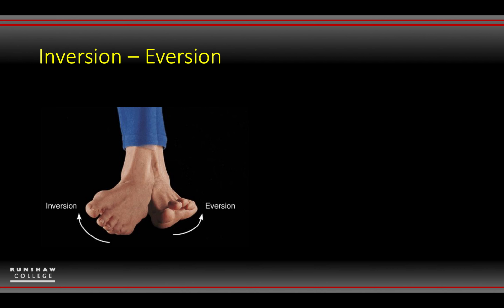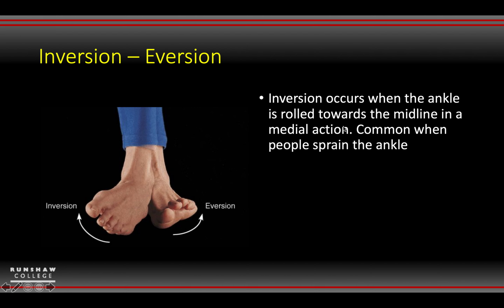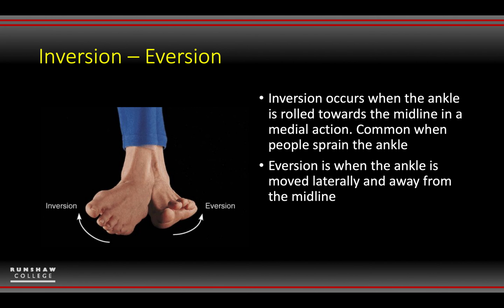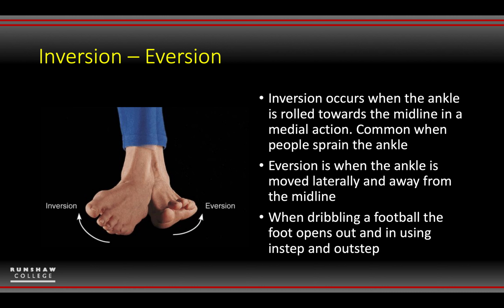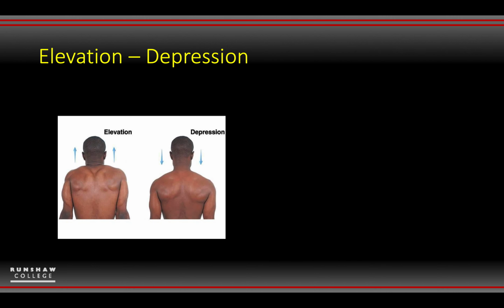Nearly there. Inversion and eversion is the difference between rolling your ankle in and rolling your ankle out. So inversion is to roll your ankle in towards the midline, whereas eversion pushes it out. Most people who sprain their ankle are inverting their ankle joint. Alright, and that's how they will do it. So dribbling a football, running or changing direction would use those two actions.